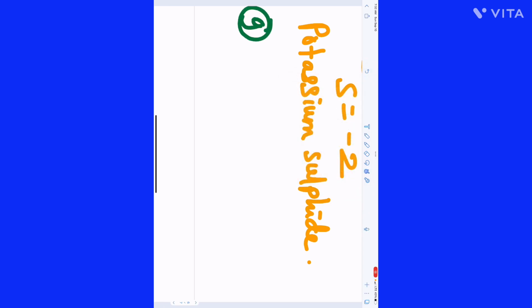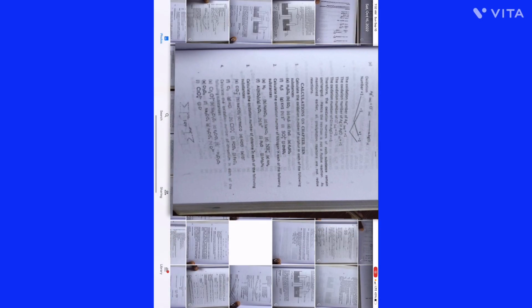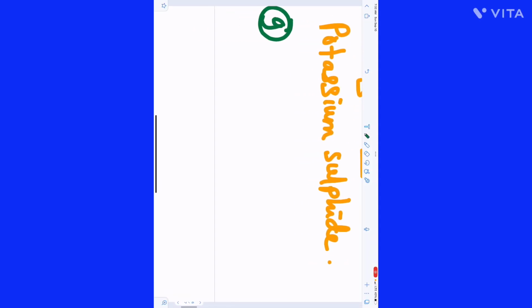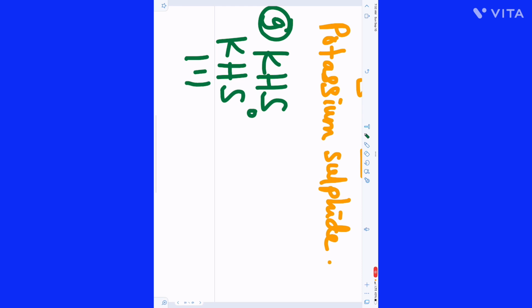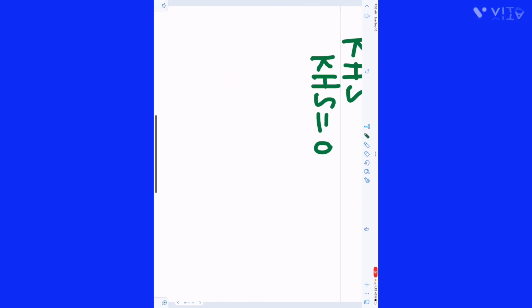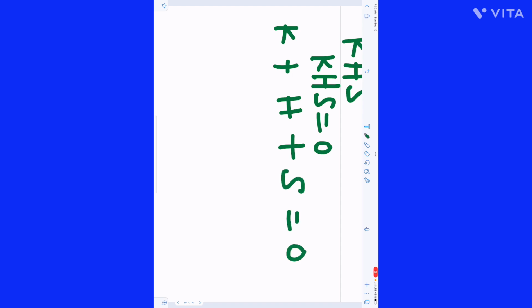Question G now. Let's go to question G. Question G is KHS. Here, in KHS, the total charge on the compound is 0. So that means we have K plus H plus S. If you put all the charges of the atoms in the compound together, you get 0.